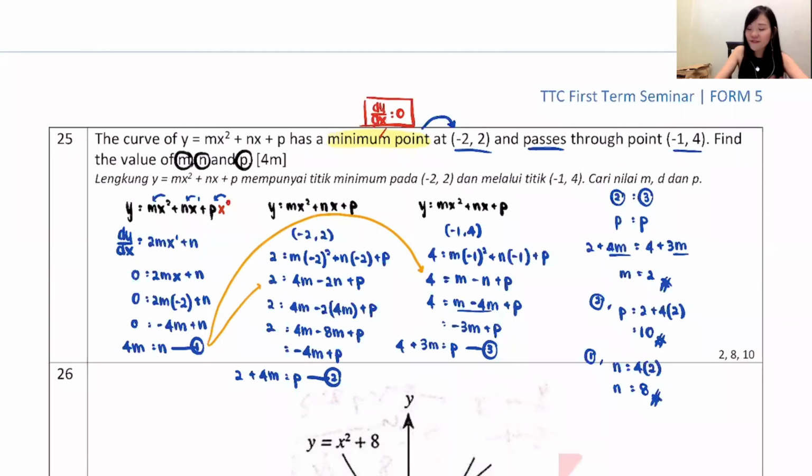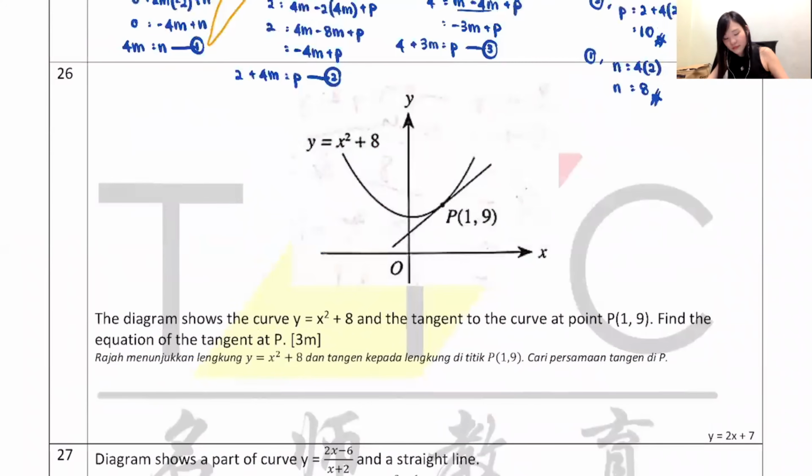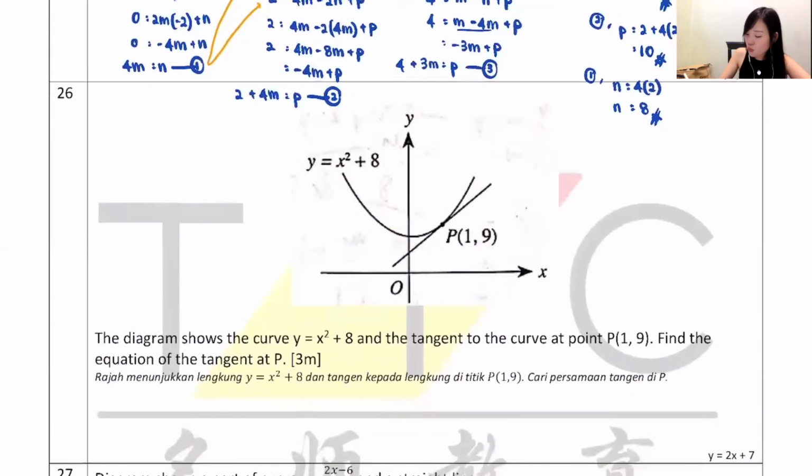Let's go on. 5, 4, 3, 2, 1. Done. Question 26. They say the diagram shows the curve. You can see the curve, y equals x squared plus 8, and also a tangent to the curve. This time they draw it at the point (1, 9). Everything they say, I can already see in the diagram. Then they say, find the equation of the tangent at point P.